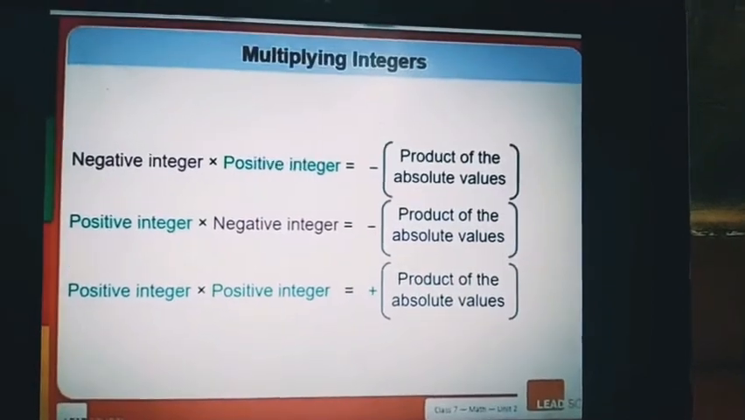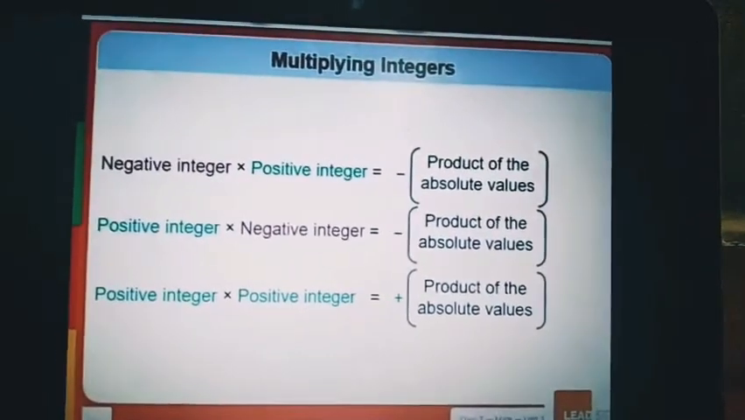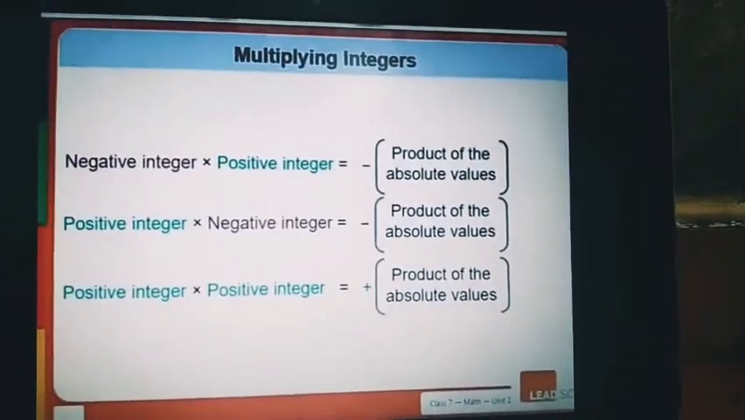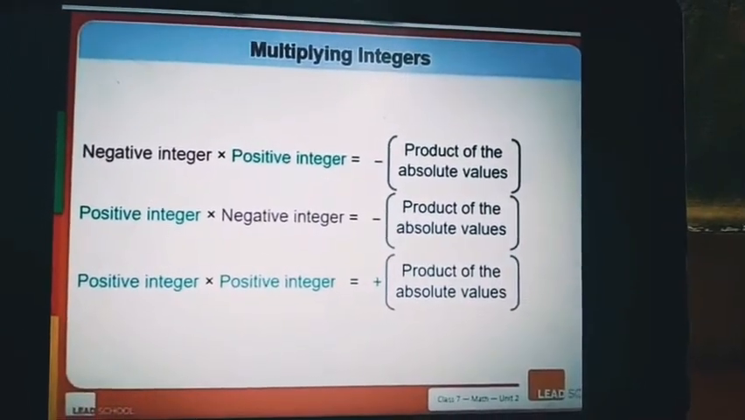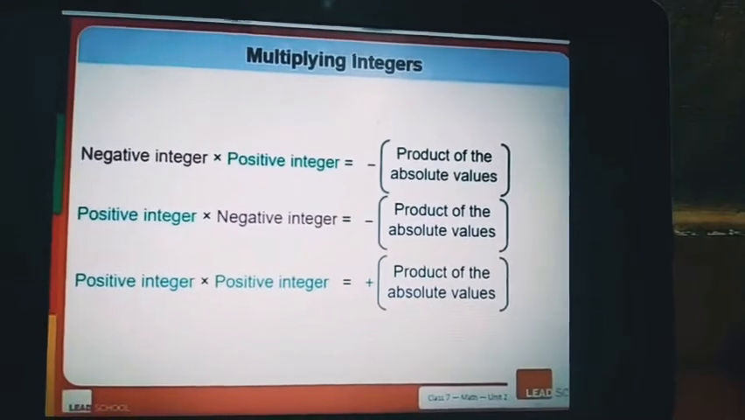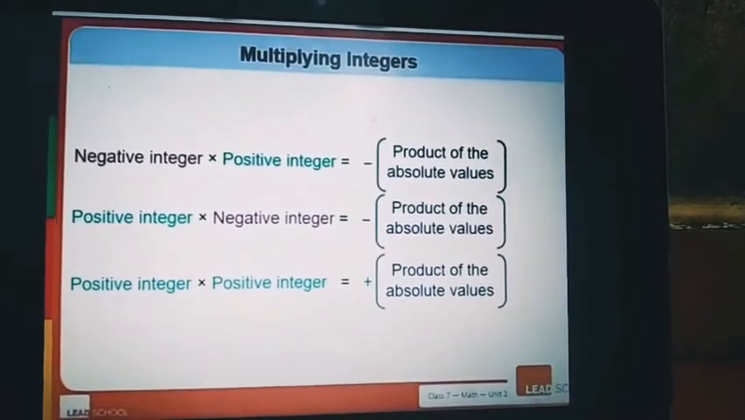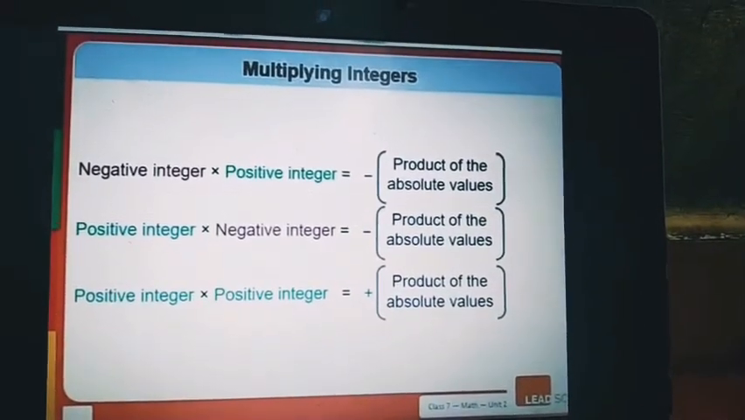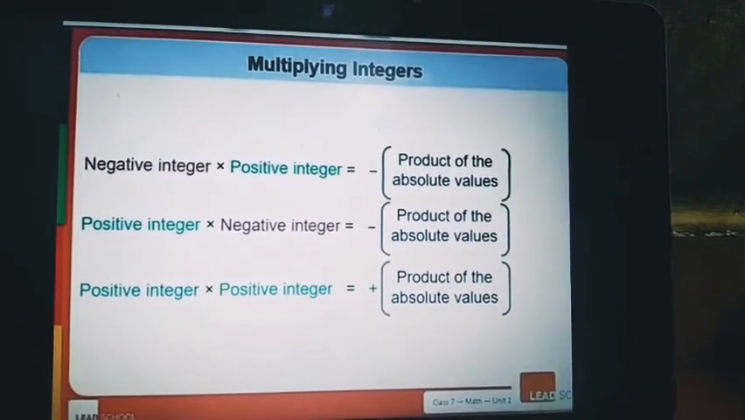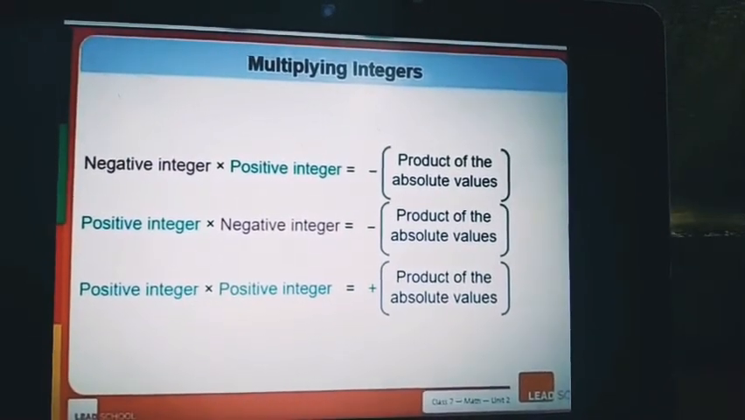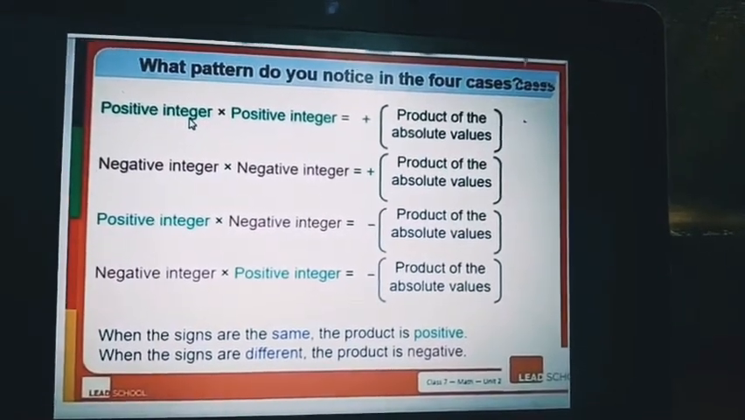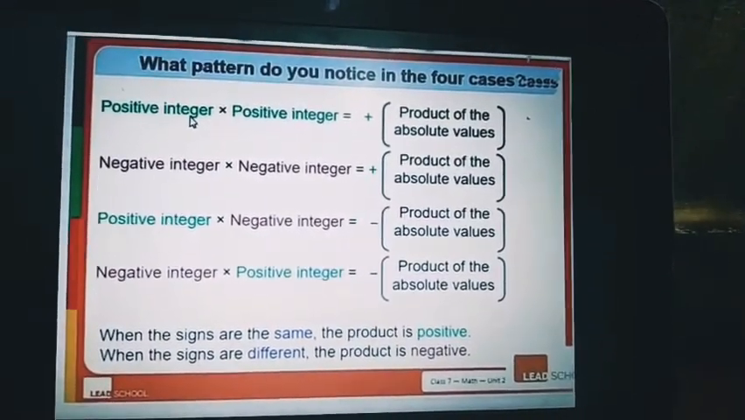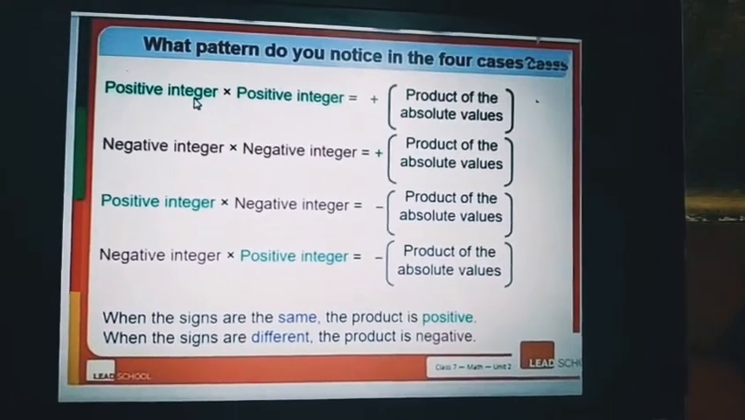So, multiplying integers. A negative integer times a positive integer will give you a negative answer. A positive number times a negative number also gives you a negative answer. A positive integer times a positive integer will always be a positive integer, and a negative times a negative will also give you a positive. So from this, what do you learn?